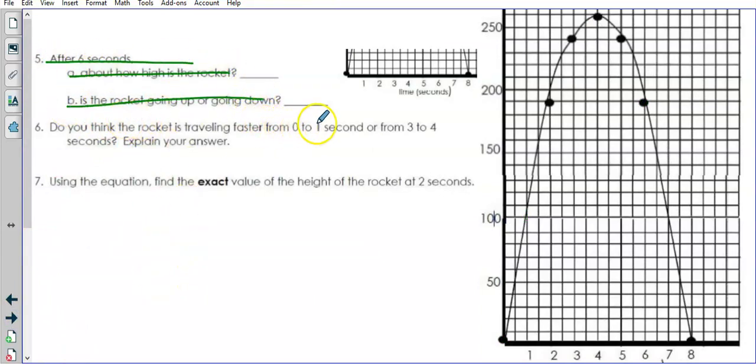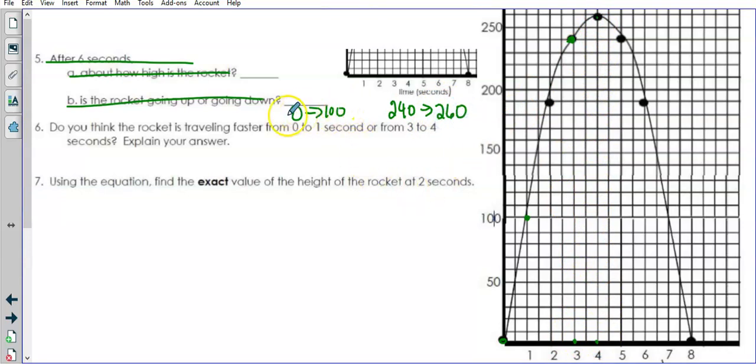Do you think the rocket is traveling faster from 0 to 1 second or from 3 to 4 seconds? Well, let's see. From 0 to 1, it goes from 0 to 100. Okay, so this one goes from 0 to 100. And then from 3 to 4, here's 3, here's 4. I think that's 3 right there. So from 3 to 4, it goes from, what is that, 240 to 260.